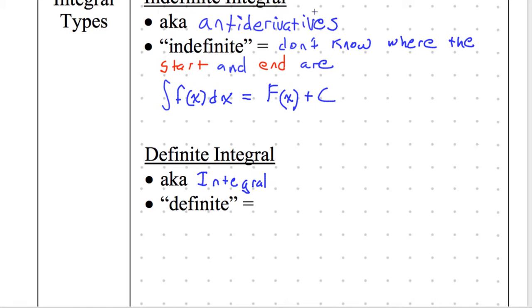So definite. Definite means that we do know where the start and end are. So we do know start and end values.